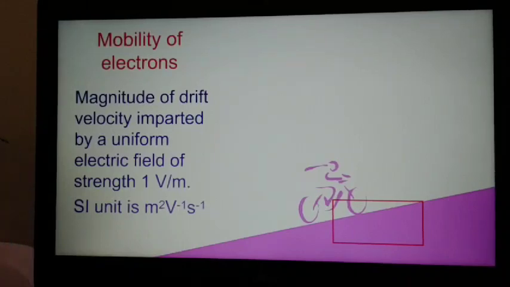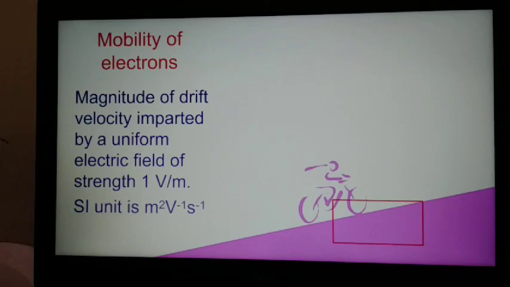See, mobility of electrons: the magnitude of drift velocity imparted by a uniform electric field of strength 1 volt per meter. That is known as the mobility of electrons.